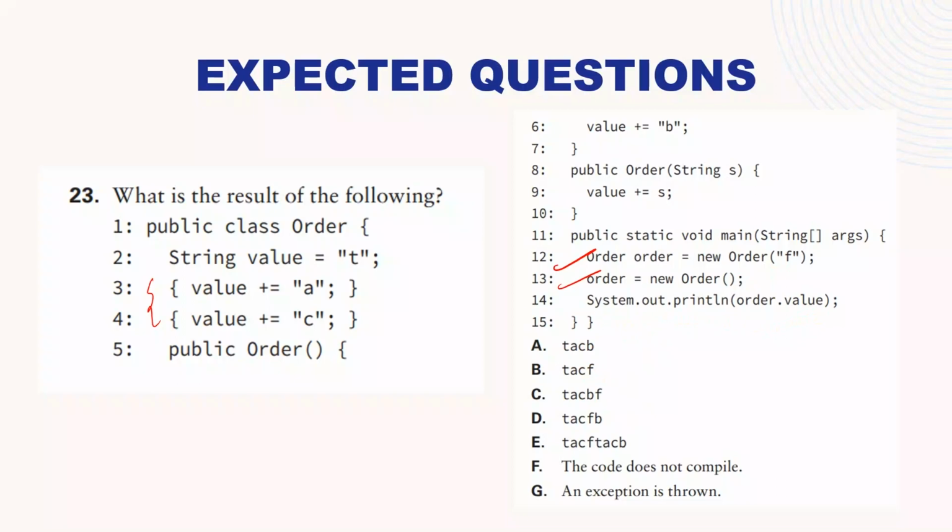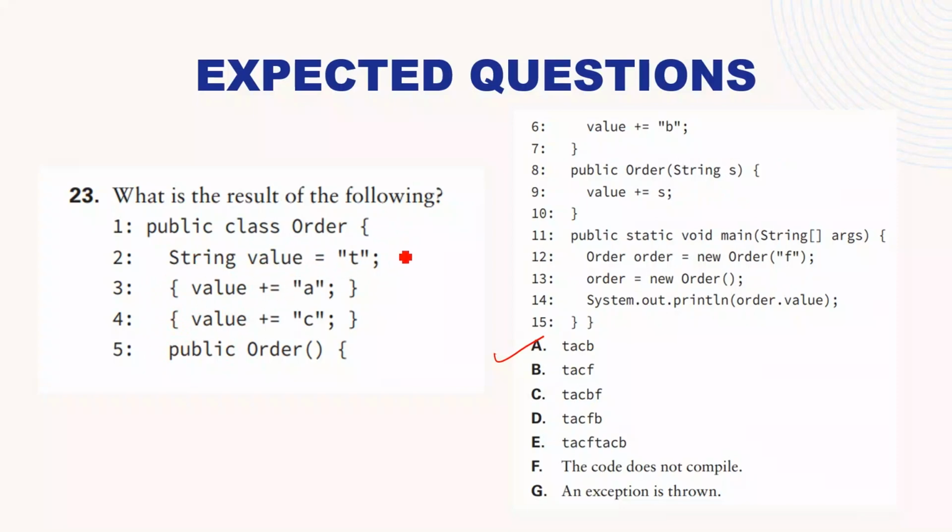Alright, so by reading through the code, guys, I think the correct answer to this should be TACB. Why is that? Basically, in this particular scenario, we are creating an instance of the Order class, new Order, and we call this parameterized constructor, right? So whenever we initialize the class and create the object, these instance initializer blocks will run in order along with the initialization of this string value.